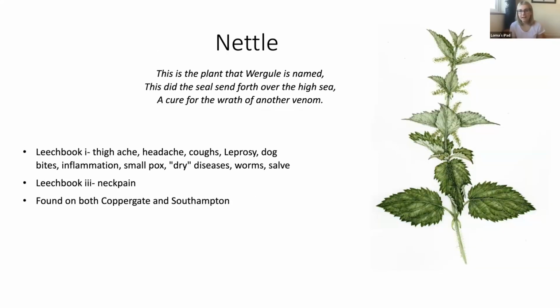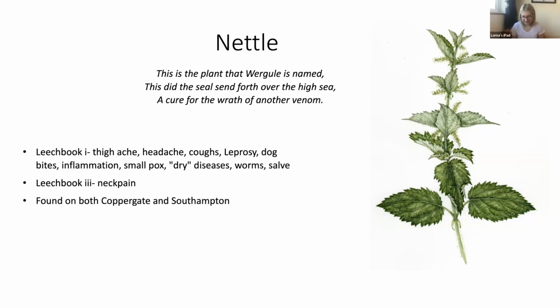next slide please, which is of the friendly nettle, which I'm sure you all recognise. This plant is given a fantastic Old English name. This plant that Wurgel, I have no idea, is named. "This did the seal sent forth from the high sea, a cure for the wrath of other venom." Okay, so again, fantastic Old English name. The nettle itself, very recognisable in the modern world. It's an invasive weed.